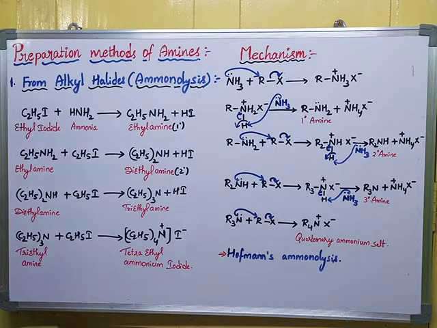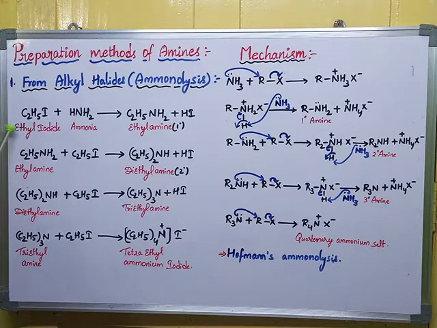So what will happen in this reaction? Mainly alkyl halide reacts with ammonia. Mainly we'll add alkyl halide and ammonia will be alcoholic ammonia. That means ammonia is mixed with alcohol. At 100 degrees centigrade, this reaction takes place in a sealed tube. Then we'll get different types of amines. Not only primary amine, we'll get secondary, tertiary and quaternary ammonium salt also. So all amines can be prepared through this particular method.